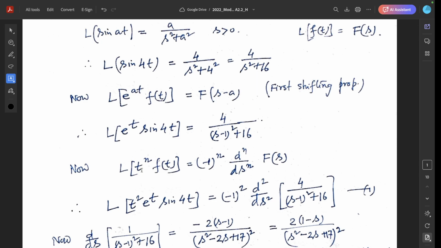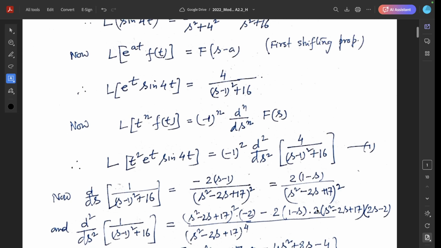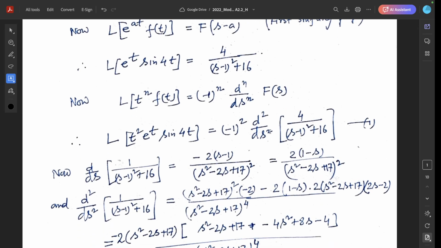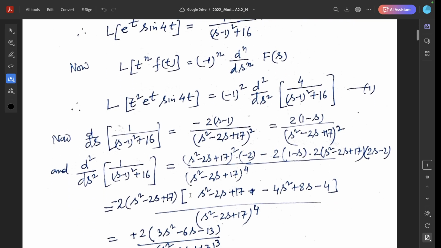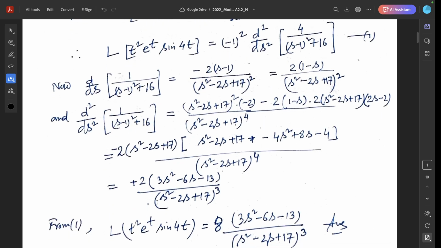Now, L of t to the power n f(t) is equal to (minus 1) to the power n, d^n by ds^n of F(s). So, L of t square e to the power t sine 4t equals (minus 1) square, second derivative with respect to s, of 4 by (s minus 1) whole square plus 16. Now, we simplify, this first derivative is this and second derivative is this. Check it, this.